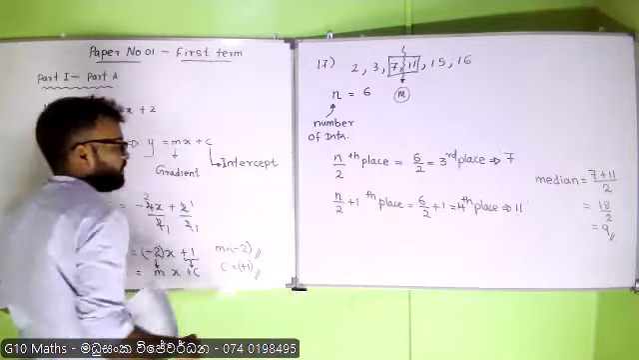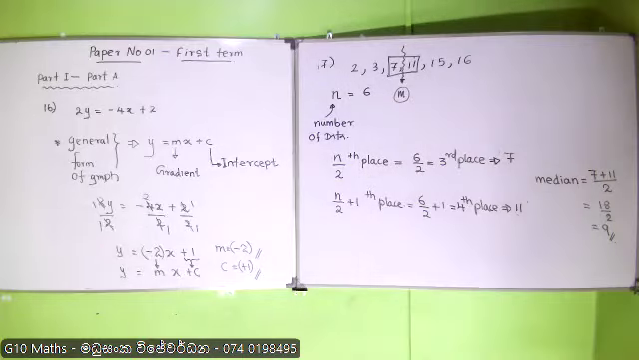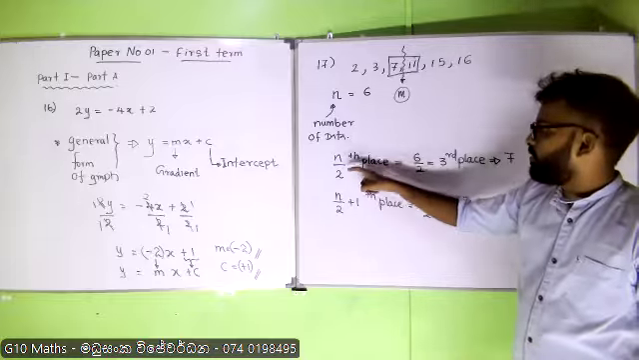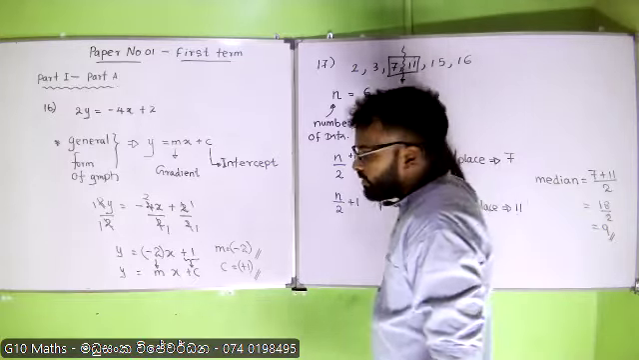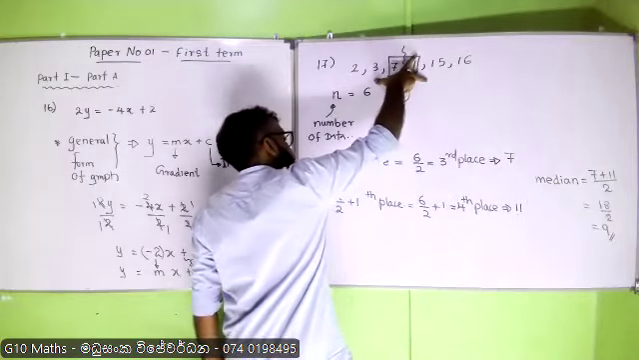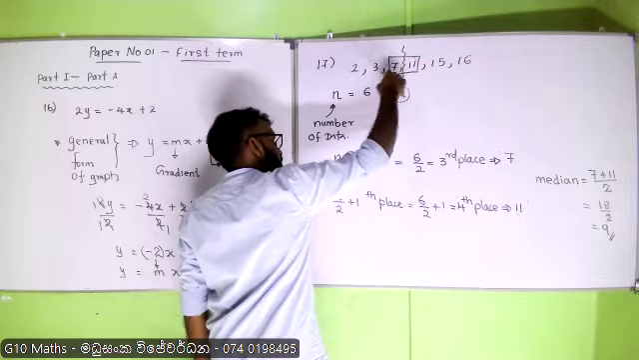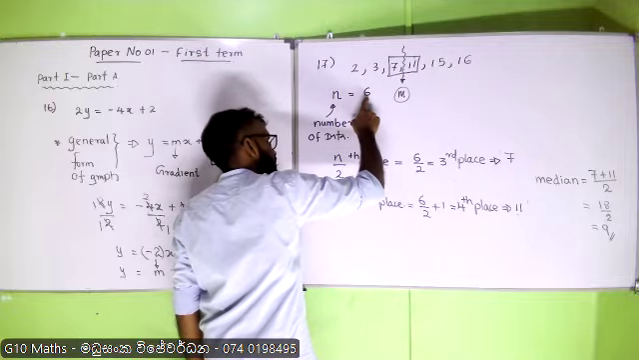This is the way you are going to find. Excuse me, sir. Yes, please. Sir, why are we dividing the number of data by 2? Here you divide the number of data by 2 because you are going to find the median of an even number of data. Here you have an even number of data, that is 6.